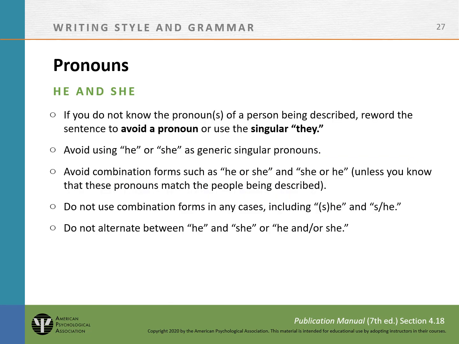If you do not know the pronoun of a person being described, reword the sentence to avoid a pronoun or use singular they. Avoid using he or she as generic singular pronouns. Avoid combination forms such as he or she and she or he unless you know that this matches the person being described. And do not use combination forms in any case, including s/he for he or she. And do not alternate between he and she. Use they instead.